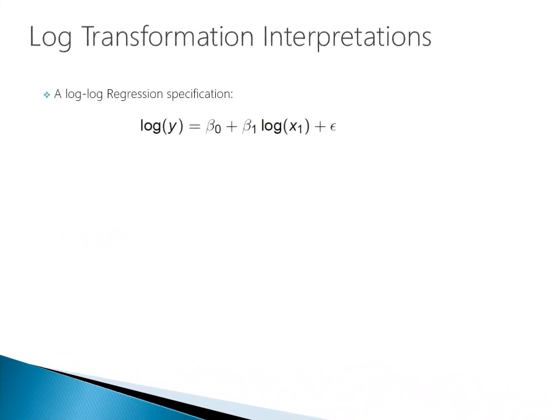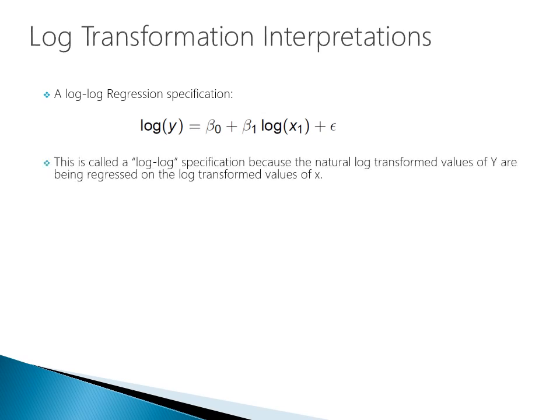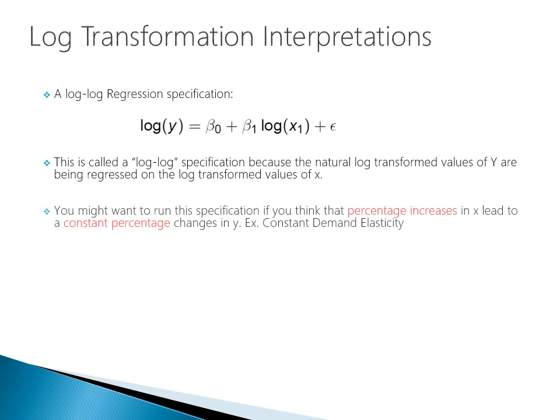A log-log regression specification takes the log of the dependent variable and the log of the independent variable. This is called a log-log specification because the natural log transformed values of y are being regressed on the log transformed values of x. We might want to consider running this specification if we think that percentage increases in x lead to a constant percentage change in y. This is constant demand elasticity, or essentially an elasticity function.